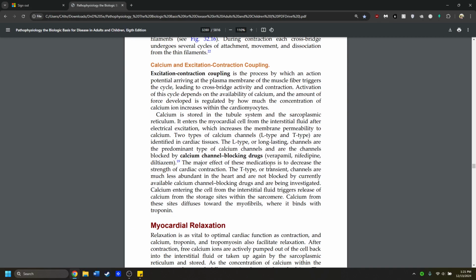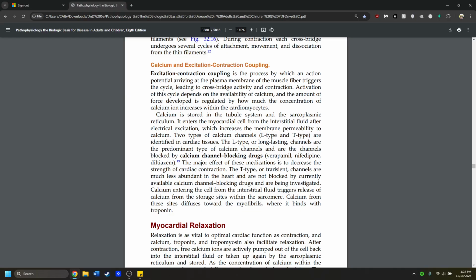Okay, so calcium and the excitation-contraction coupling. Excitation-contraction coupling is the process by which an action potential arriving at the plasma membrane of the muscle fibers triggers the cycle, leading to cross-bridge activity and contraction. Activation of the cycle depends on the availability of calcium, and the amount of force developed is regulated by how much the concentration of calcium ion increases within the cardiomyocytes.